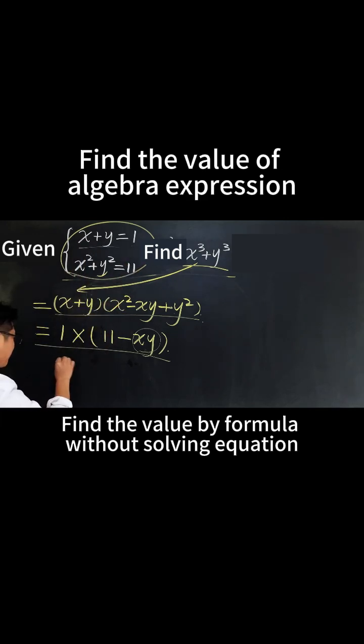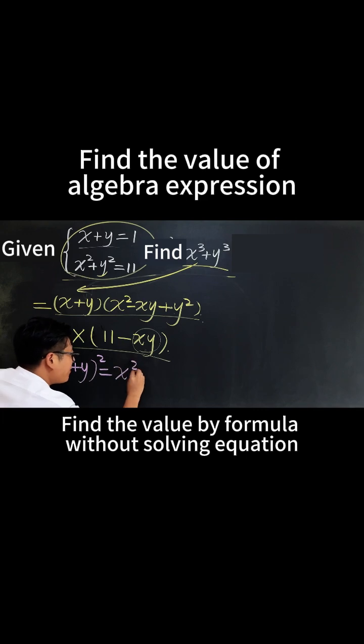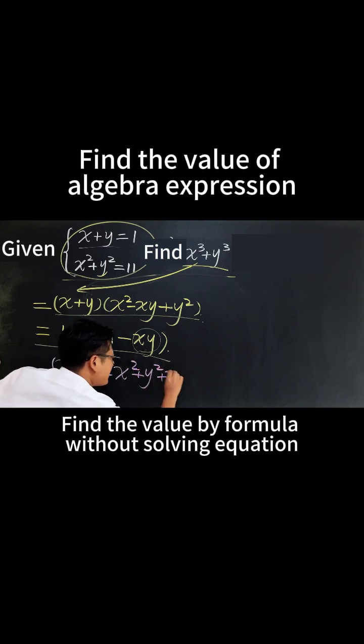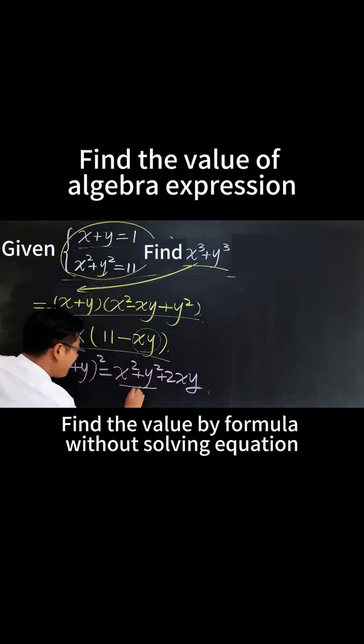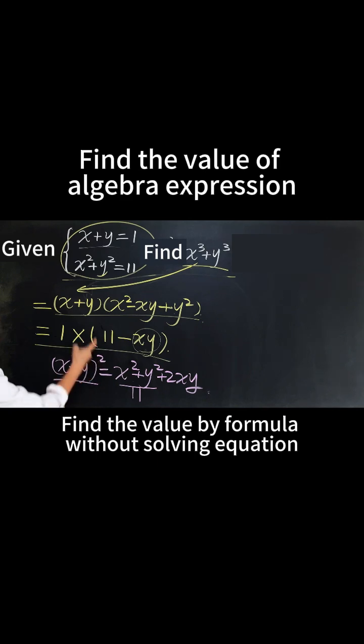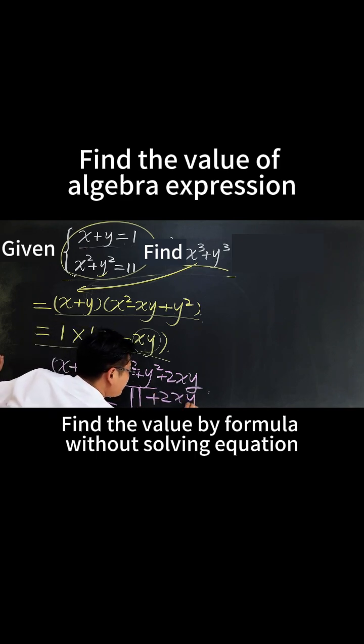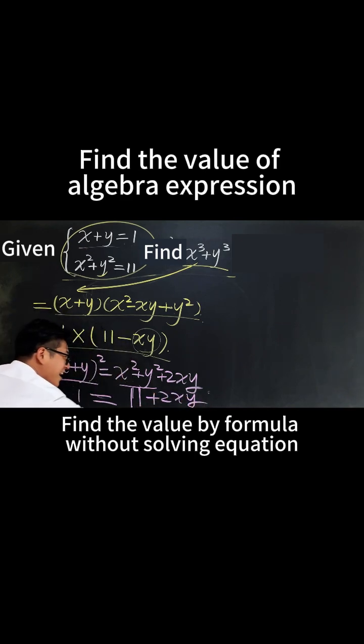Isn't this just the square of x plus y? What does that equal? It's just x squared plus y squared plus 2 times xy, right? That's the perfect square formula. What does x plus y squared equal? It equals 11. What is x plus y equal to? Isn't x plus y equal to 1? So 1 equals 11 plus 2xy. Right? So what does xy equal?